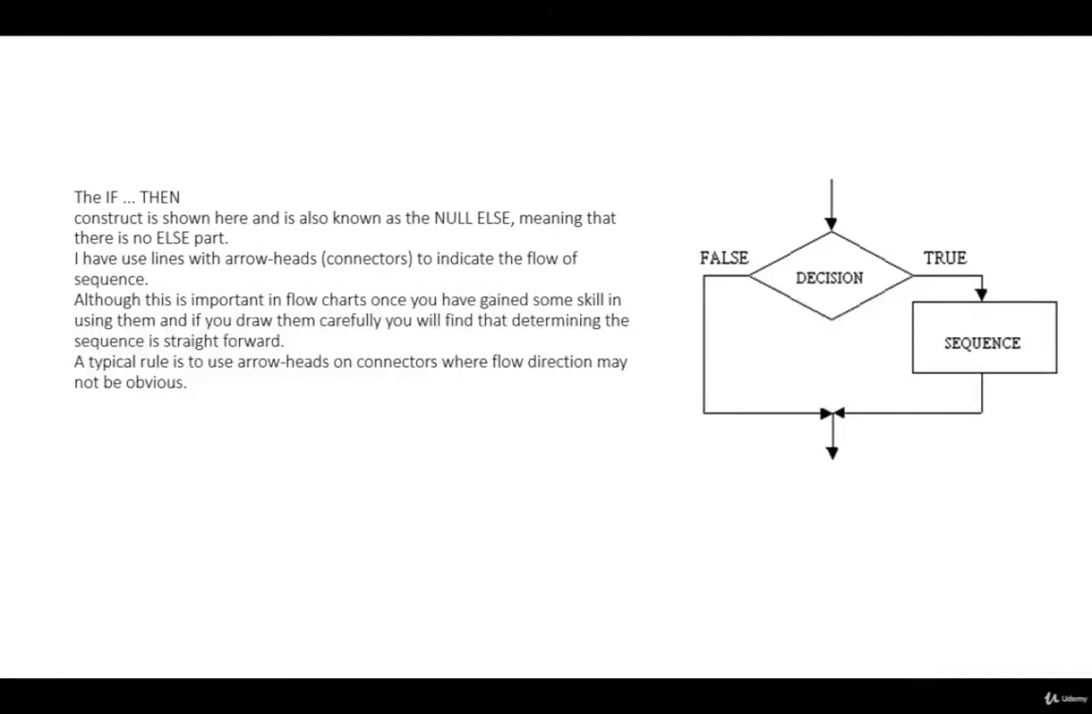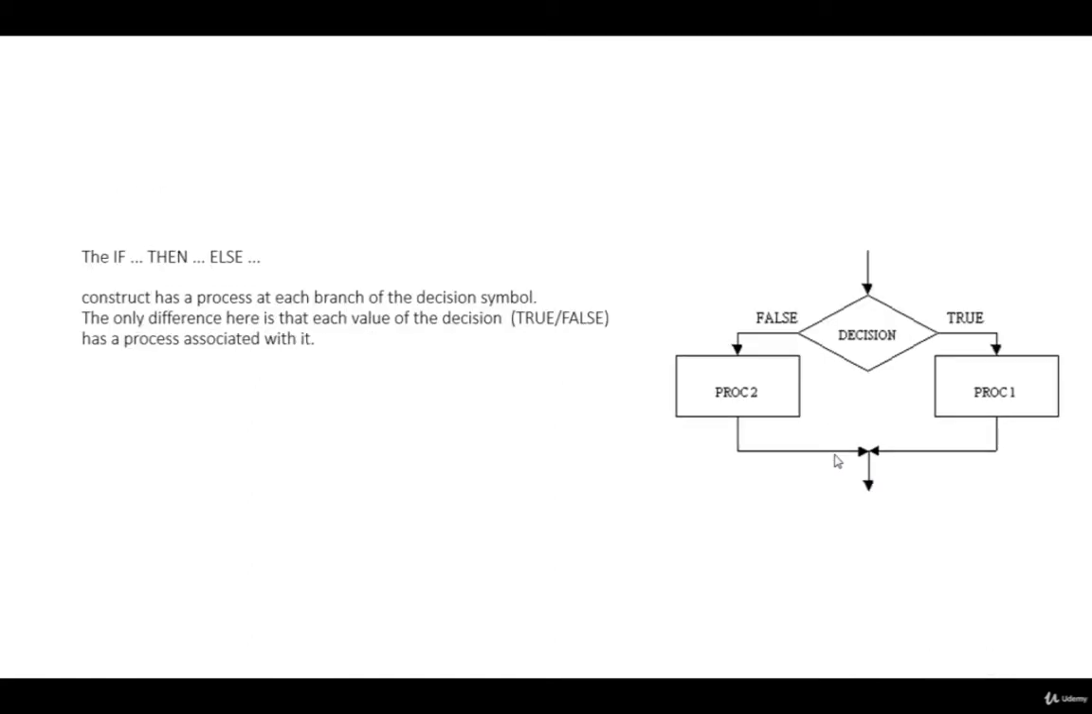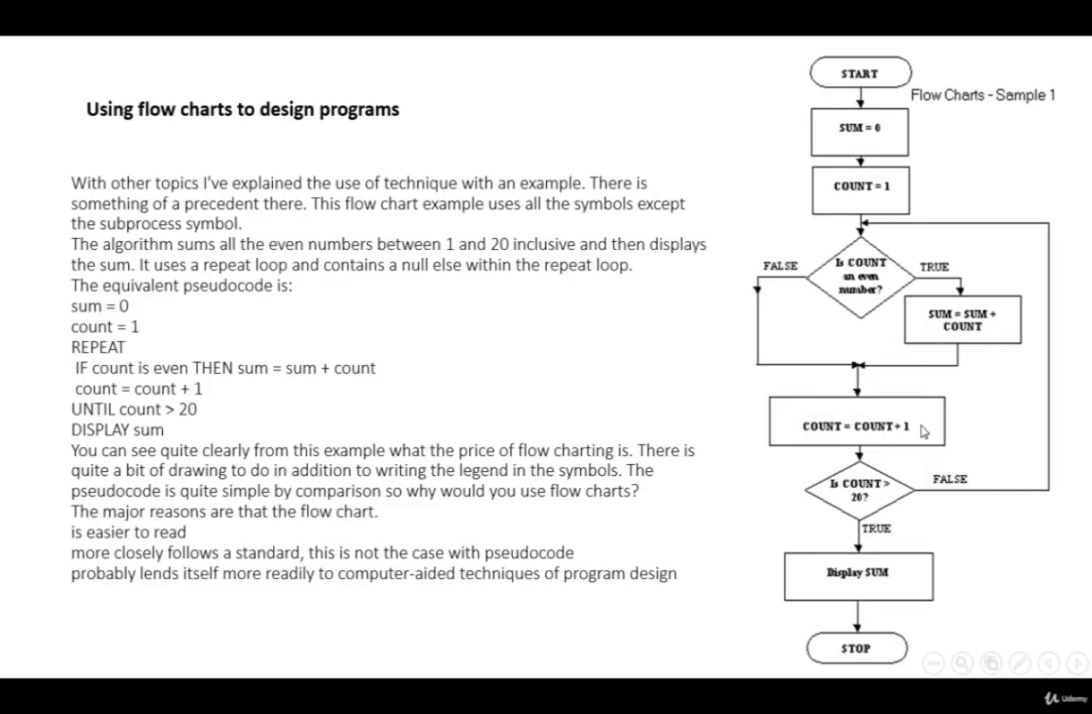In the if-then decision flowchart, you go to the decision; if true, go to the process or the sequence; if false, exit. In the if-then-else, if the decision is true, go to process 1. If it is false, go to process 2 and exit. So in both true and false, there is a different process, two processes.